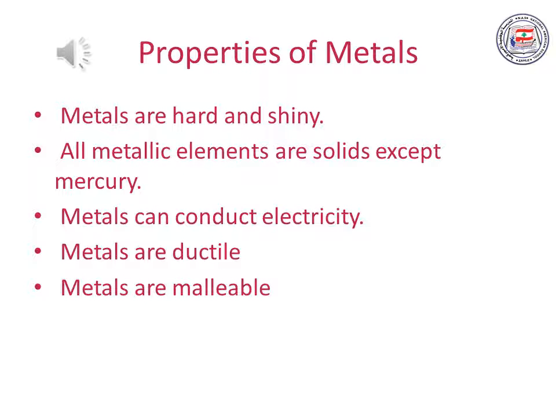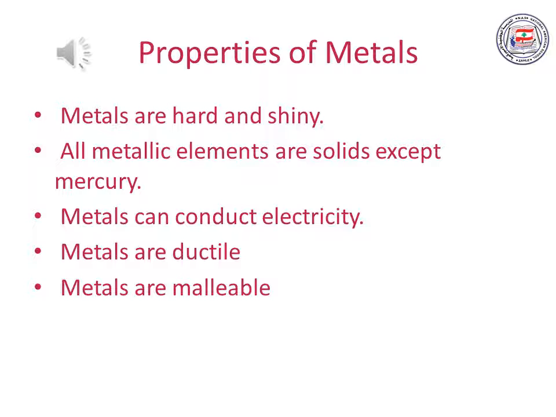Properties of metals. As we studied before, metals are hard and shiny. You know this by just looking at it. Also, all metallic elements are solids except mercury. Metals can conduct electricity. Also, they are ductile, meaning they can be drawn out into thin wire.